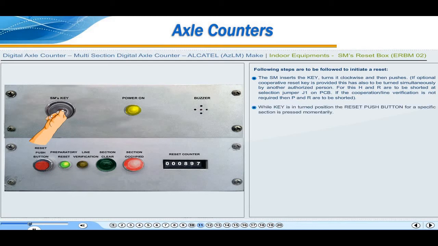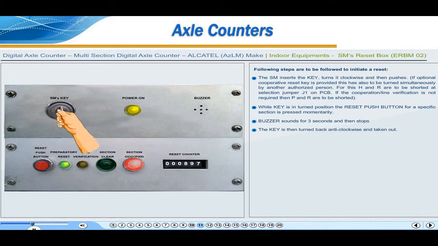While the key is in the turned position, the reset push button for a specific section is pressed momentarily. The buzzer sounds for 3 seconds and then stops. The key is then turned back anti-clockwise and taken out. A reset operation is only possible when the section is occupied or disturbed.